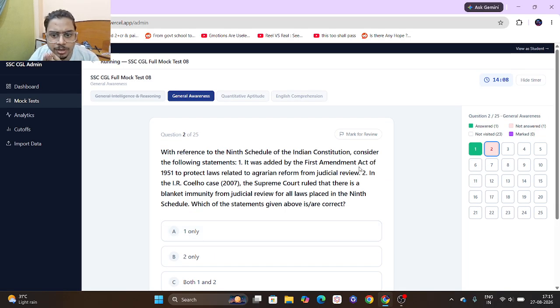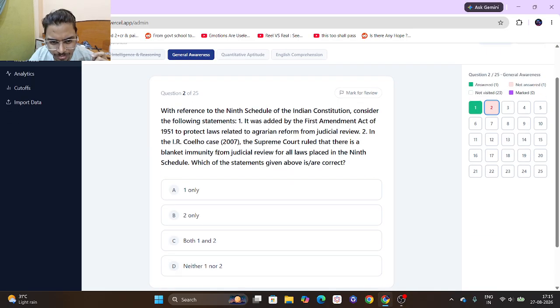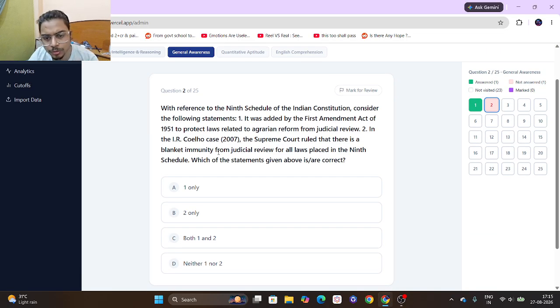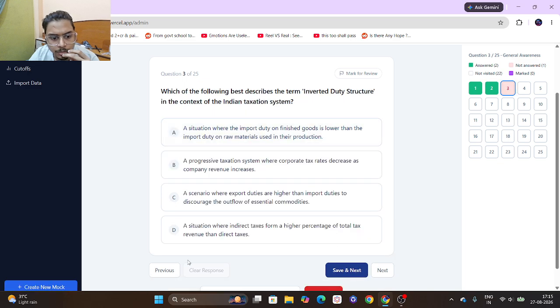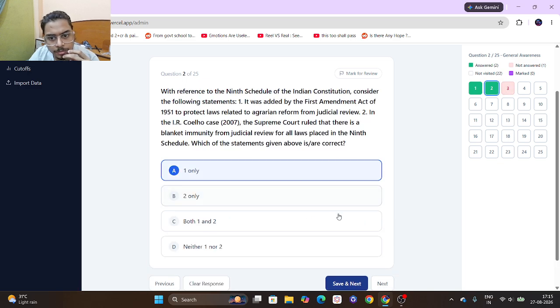With reference to the Ninth Schedule of the Indian Constitution, consider the following statements. It was added by the First Amendment Act of 1951 to protect laws of agrarian reform from judicial review. Yes. In the I.R. Coelho case of 2007, the Supreme Court ruled that there is blanket immunity from judicial review for all laws placed in the Ninth Schedule. No, the Supreme Court said there is no more blanket immunity. So only one is correct. Which of the statements is correct?